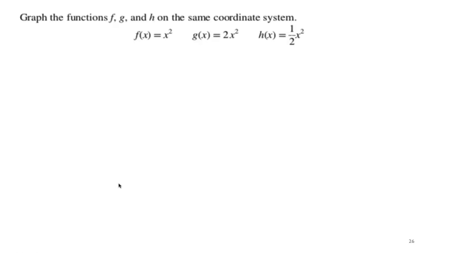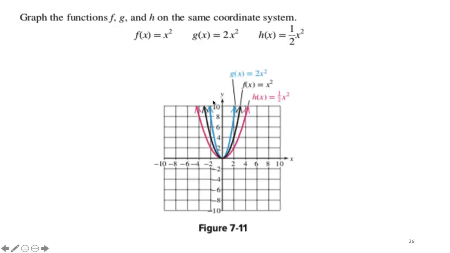So let's see some example. So notice now that I'm multiplying each of the x squared term. This is the original x squared function. I multiply by 2, or I multiply by 1/2. And so here's the pictures.